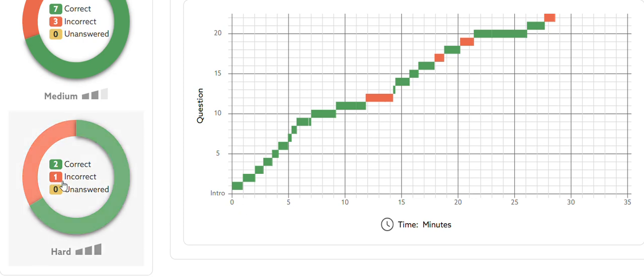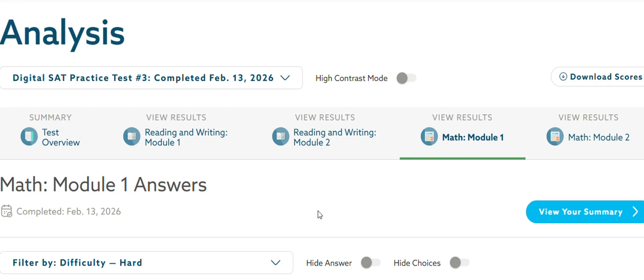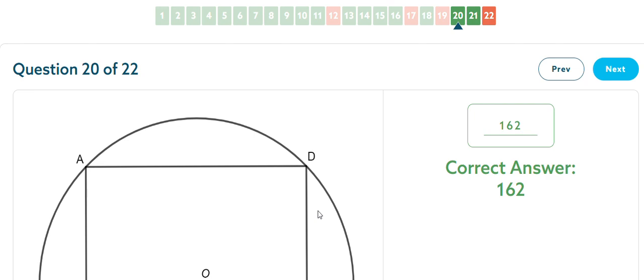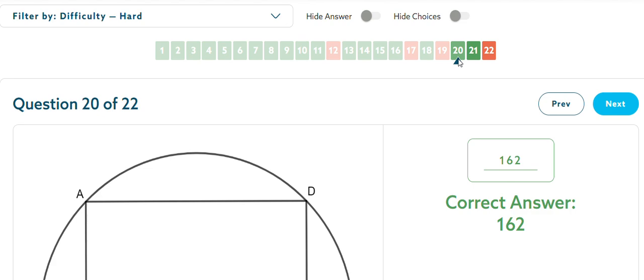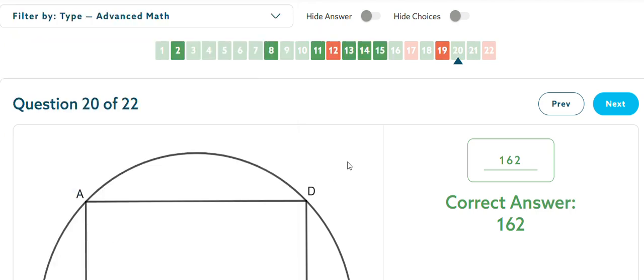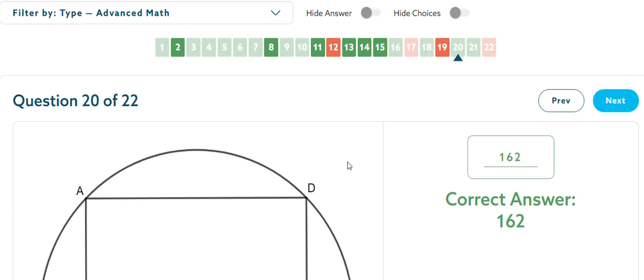Next, I'm going to click on this little wheel, and it's going to automatically filter the questions for me into all of the hard questions. These dark green are the hard questions I got right. The dark red is the hard question that I got wrong. I can filter these questions not just by difficulty, but by subtype. And I can also filter by the amount of time I spent on each of the questions.